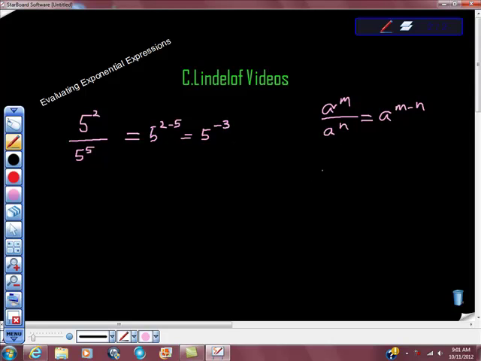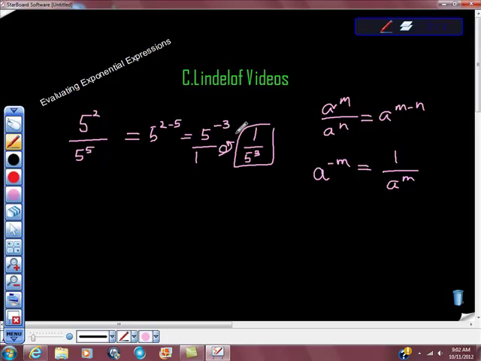The rule says that if we have a number raised to a negative exponent, it's the same as that number under 1 to that positive exponent, right? So this one, we should have flipped this thing over and gotten 1 over 5 to the third. Somebody asked me the other day if they had just put 5 to the third, would that have been okay?